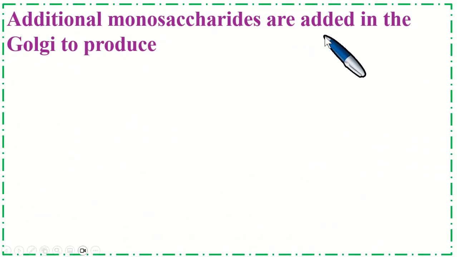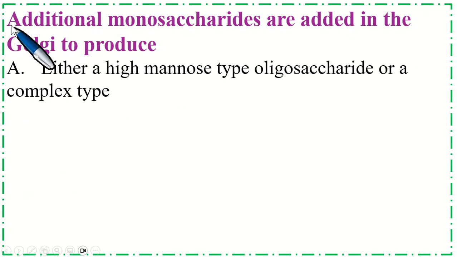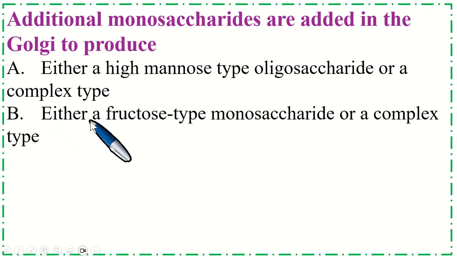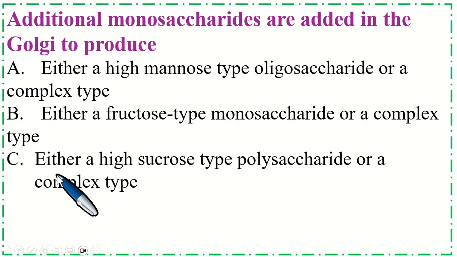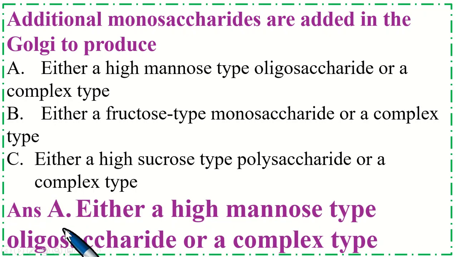Additional monosaccharides are added in the Golgi to produce option A, either a high mannose type oligosaccharide or a complex type; B, either a fructose type monosaccharide or a complex type; C, either a high sucrose type polysaccharide or a complex type. So the correct option is A. Either a high mannose type oligosaccharide or a complex type.